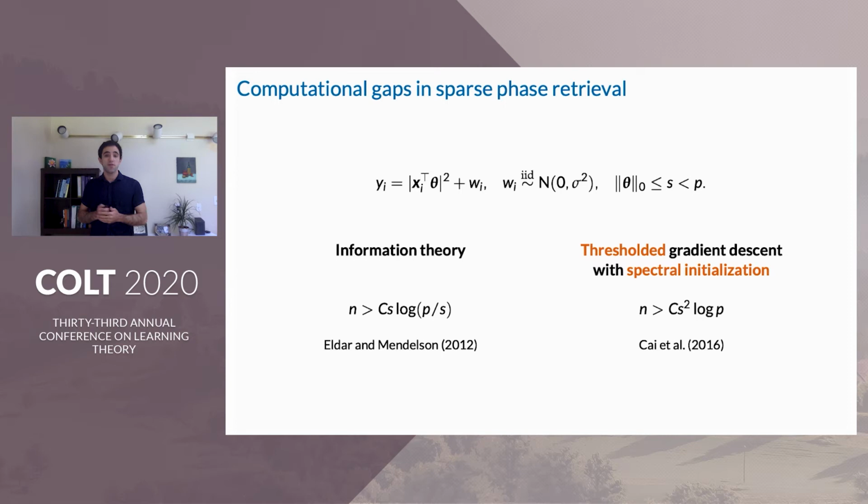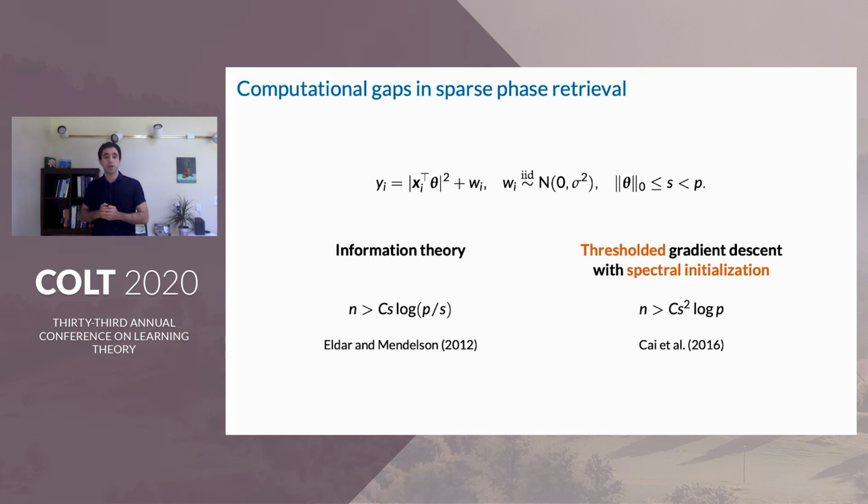We don't need to look far for such an example. As soon as we make an assumption of sparsity on the unknown parameter in the phase retrieval problem, there is a gap between what is possible information theoretically and what is possible using known efficient algorithms. In particular, it is known that as soon as we have a sample size which is linear in the sparsity, we can achieve reasonable estimation error in the sparse phase retrieval problem.